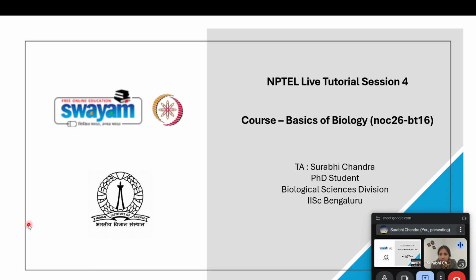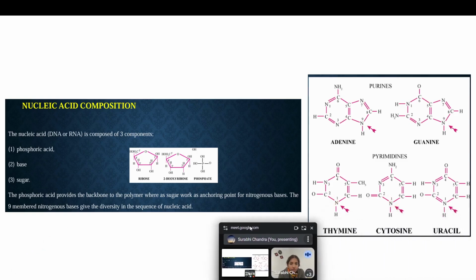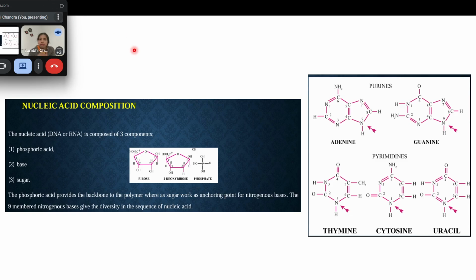So to begin with, we will look at nucleic acids. The very first thing is, what is the composition of nucleic acids? In general, nucleic acids are ribonucleic acids or deoxyribonucleic acids, based on the composition of the particular nucleic acid in question.